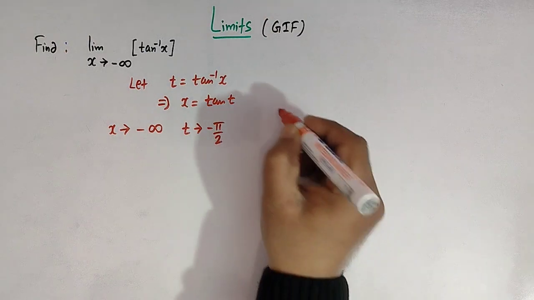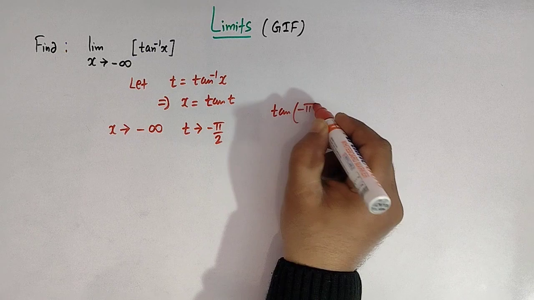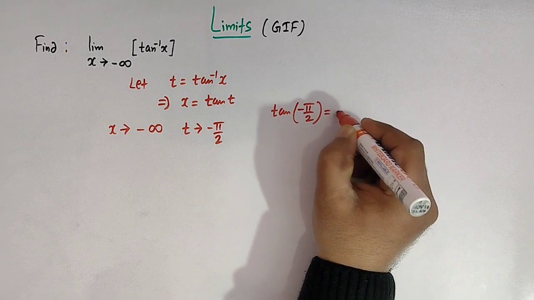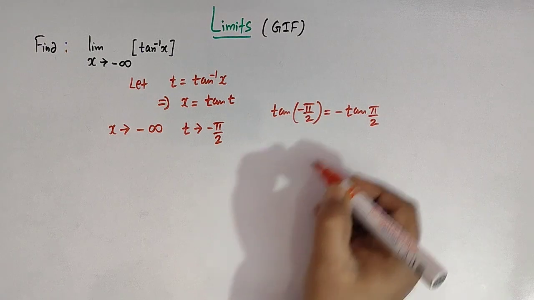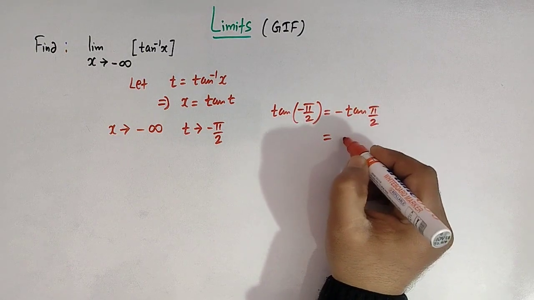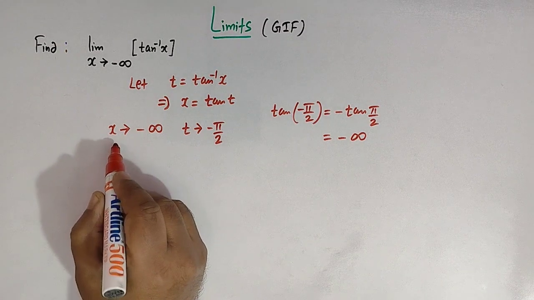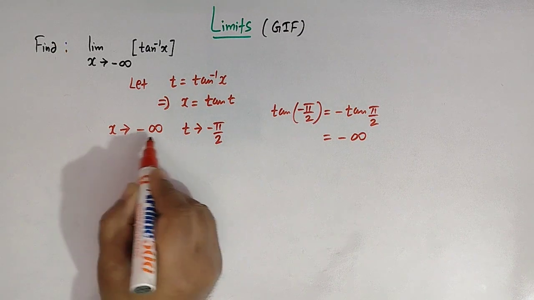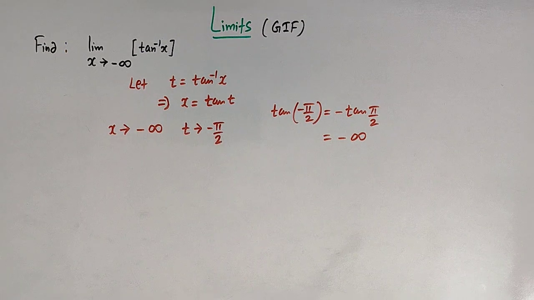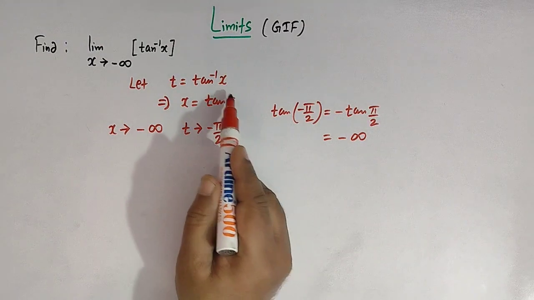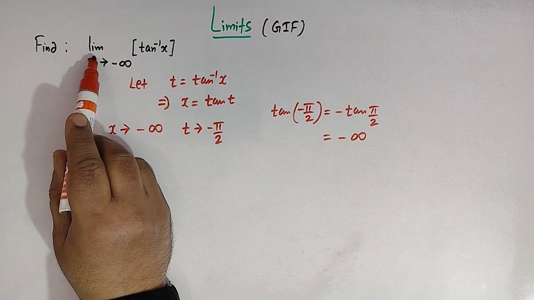Why? Because the value of tan of minus pi by 2 is equal to negative of tan of pi by 2, and tan pi by 2 is not defined, that is, it is infinity, so this gives minus infinity. So when x tends to minus infinity, then t must tend to minus pi by 2. Let us now apply this substitution to this expression.